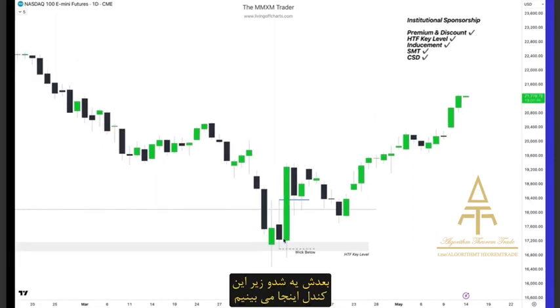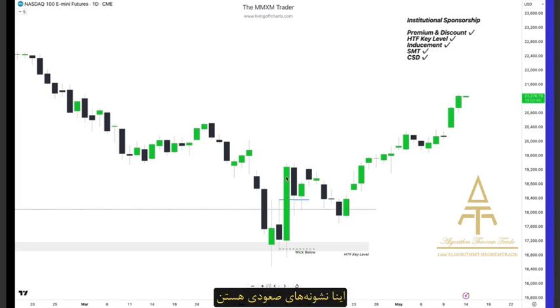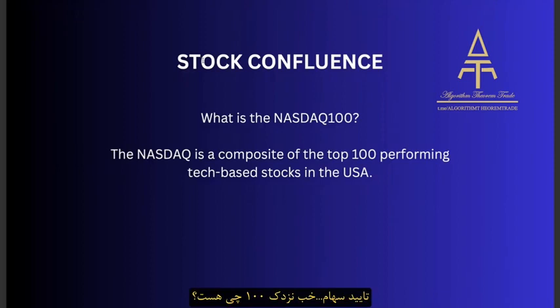Then what we see is a wick below this candle here. So these are bullish signatures coming into the market. We're wicking below candle lows and we're closing above candle highs. Those are bullish signatures. Stock confluence, right?